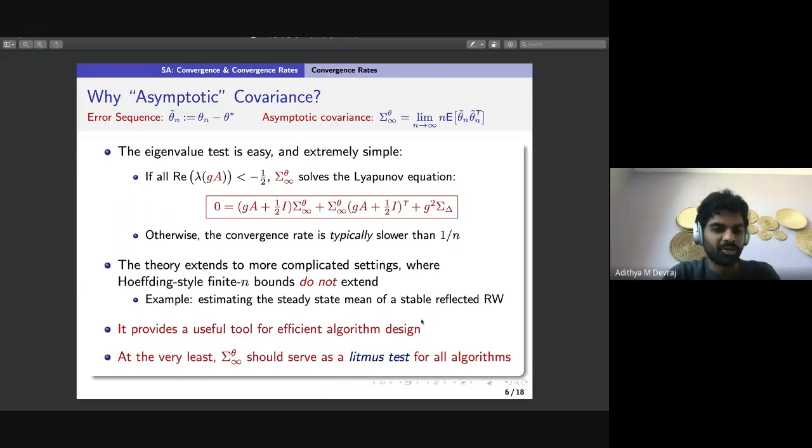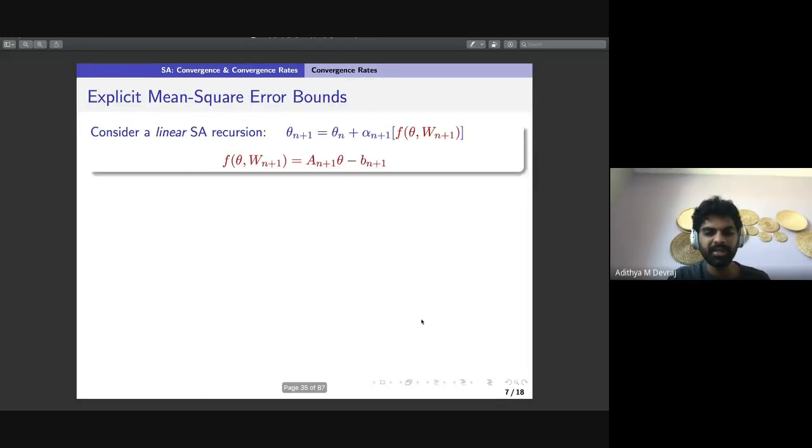And lastly, what I want to say is we should use this asymptotic variance theory as at least a litmus test, wherein you can immediately discard algorithms that really do not have good asymptotic convergence, right? Then there is no real point, maybe in some problems there is, but in most cases there may not be any point in looking at the finite-n bounds. So we can make this asymptotic.